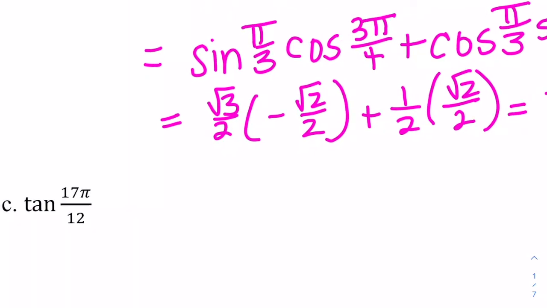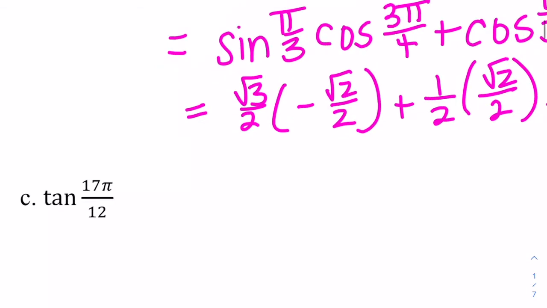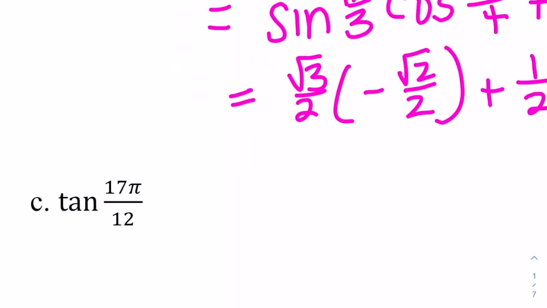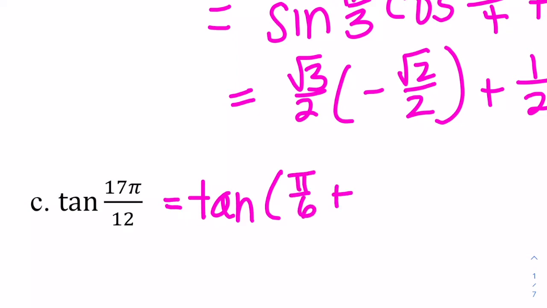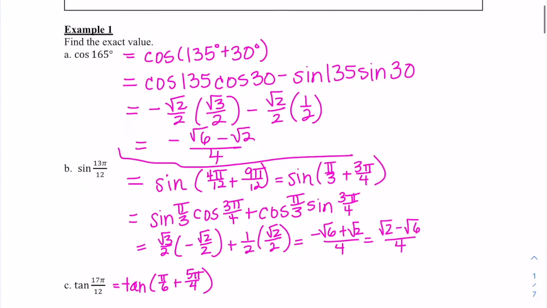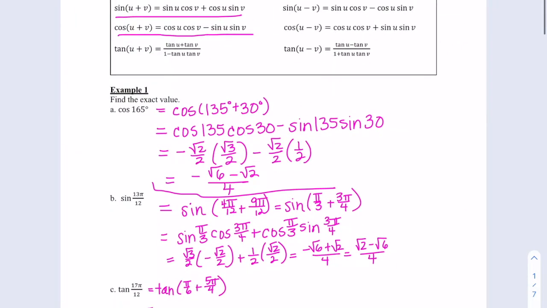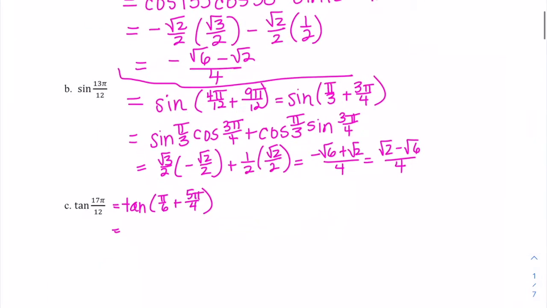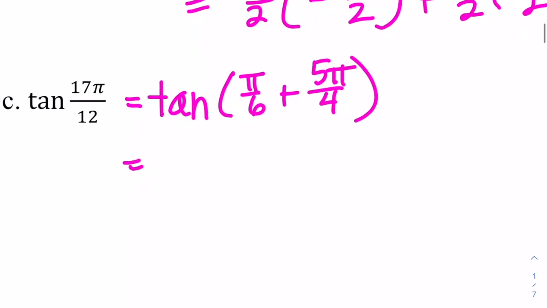Now let's look at the tangent of 17 pi over 12. Again, I'm going to split up the 17 pi into 2 pi and 15 pi. So this will be tangent of 2 pi over 12, which would just be pi over 6. And then 15 pi over 12 would reduce to 5 pi over 4. All right, and so then for the tangent, remember the sum is going to become a ratio of tangent u plus tangent v over 1 minus tangent u times tangent v. And those formulas, you could make sure you have them on the side whenever you're completing this homework until you have them memorized.